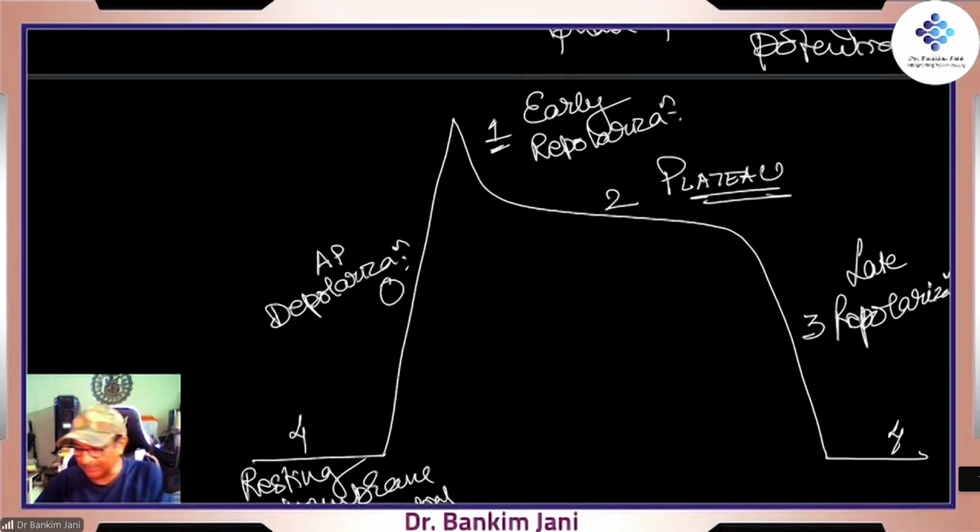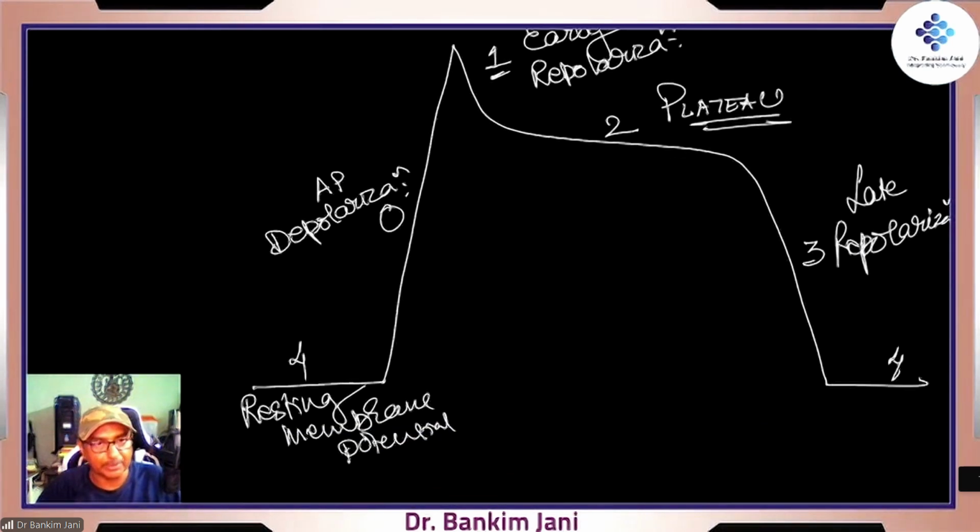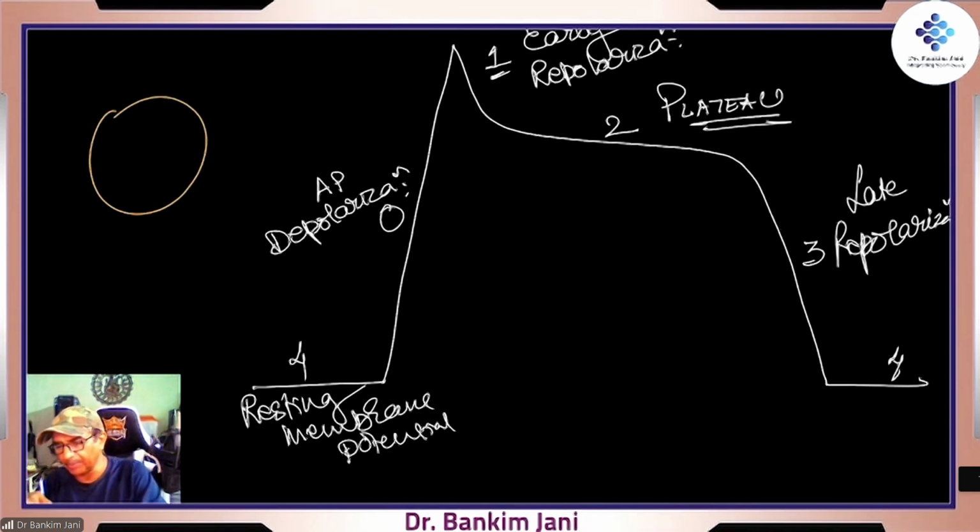So these are the phases. Once again, the resting membrane potential comes, in this figure only. So what is the scenario over here? Resting membrane potential. We just go in reverse. In resting membrane potential, there was increased permeability for potassium. It was going out.